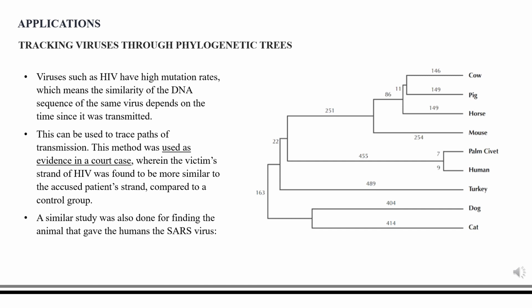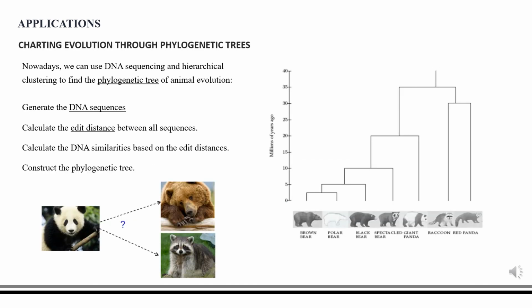This method was used as evidence in a court case, wherein the victim's strand of HIV was found to be more similar to the accused patient's strand, compared to a control group. A similar study was also done for finding the animal that gave the humans the SARS virus. Another application is charting evolution through phylogenetic trees.